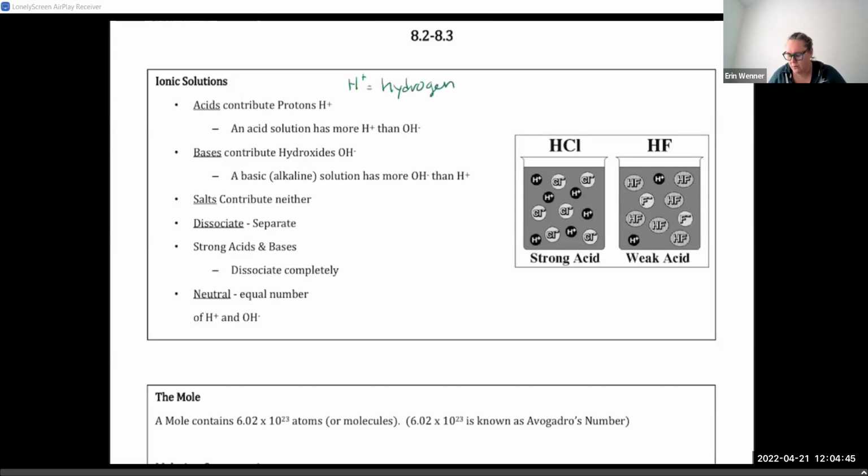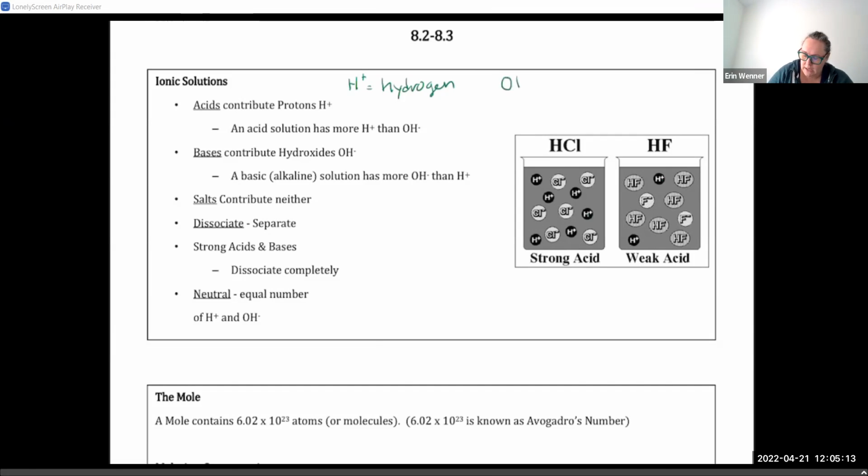And so when we look at these acids, a strong acid has a larger amount of hydrogen ions in it. A weak acid has a lower amount, right? So in our image, we can see there's 1, 2, 3, 4, 5, 6 hydrogen ions in that HCl versus just 2 in the HF.